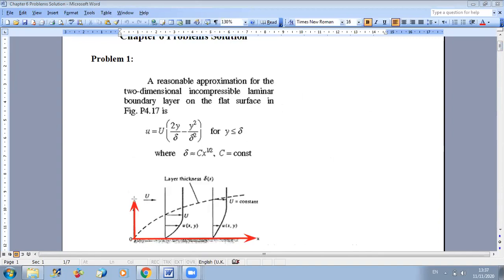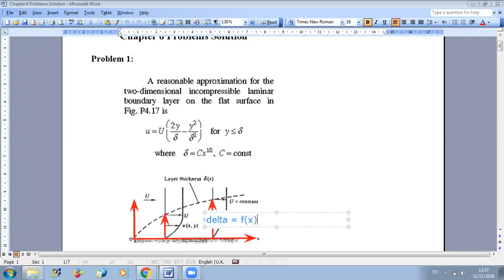Okay? Now, for each x, you have a certain variation of the profile. Here the profile is similar, but what is different from one location to another is the thickness of your boundary layer. So with x, the variable is delta. Delta, which is the thickness of the boundary layer, is varying with x only. This is why they gave you here the thickness of the boundary layer delta equal to a constant times x to the power 1 over 2. So delta is only a function of x.